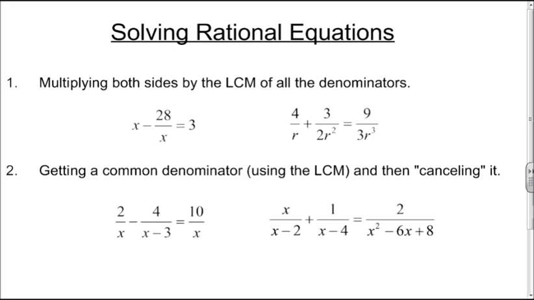The two techniques here are going to be multiplying both sides of the equation by the LCM of all the denominators. That's a technique or a trick I'll employ to solve some problems. And the second is getting a common denominator using the LCM and canceling it. Now, if you notice, there's LCM mentioned in both techniques. If you're not good with LCM and variable expressions, it's going to be a very difficult video for you to understand. So you need to bring that to the table when you're doing these problems.